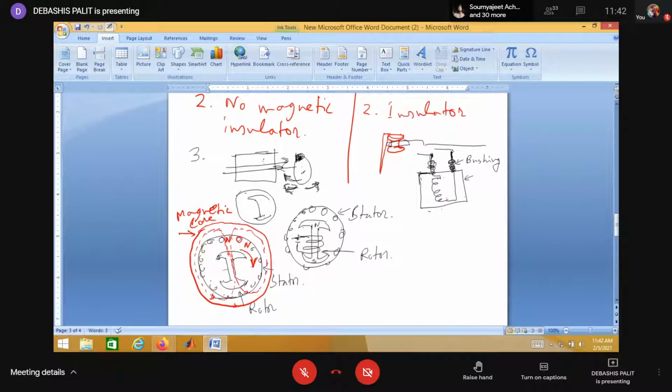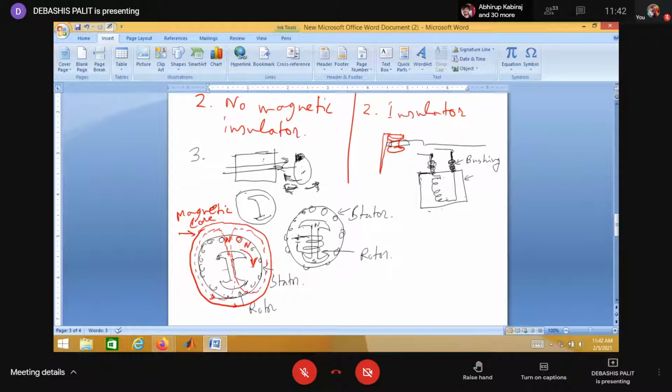Can we explain this without consideration of flux? You should explain this with the consideration of flux, that flux always flows through a low reluctance path, and it will drive the rotor towards the same direction. As such, it should flow through a low reluctance path, and that's why there is a driving force in the rotor, and the rotor will rotate in the same direction as the rotating magnetic field.